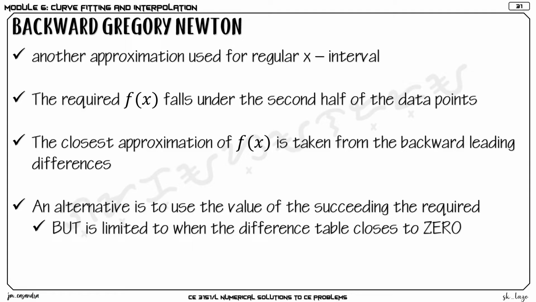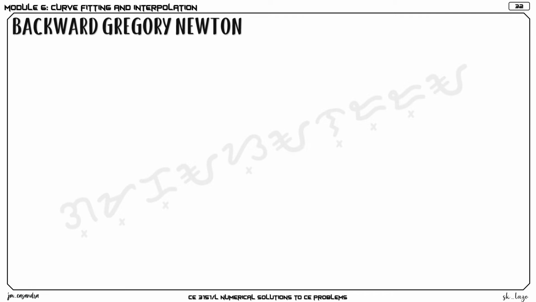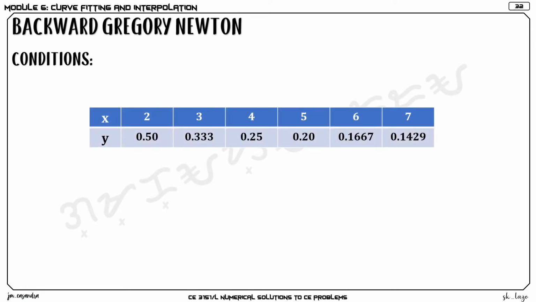An alternative for the solution is to use the value of the succeeding difference required, but is limited to when the difference table closes to 0. If the table does not end in 0, then we use the value of x sub n of the given data set.